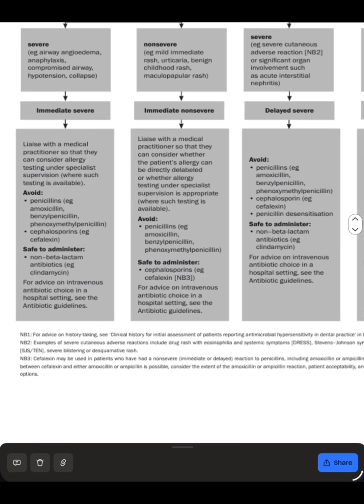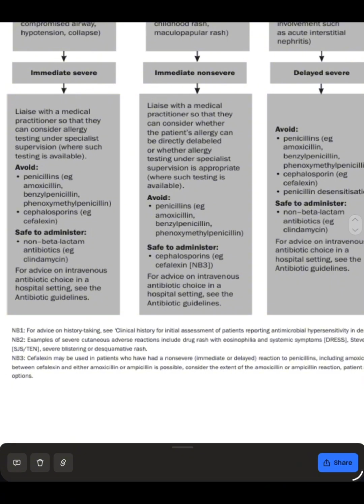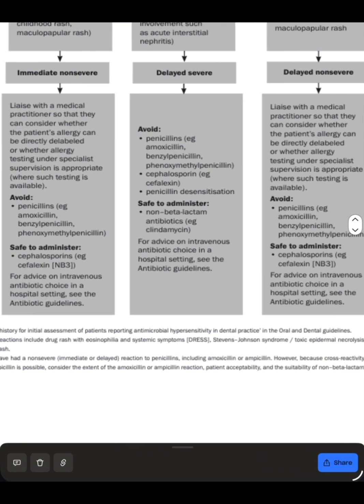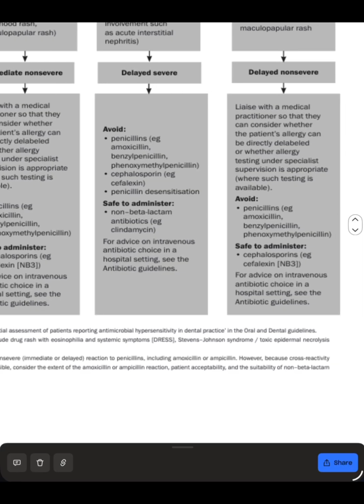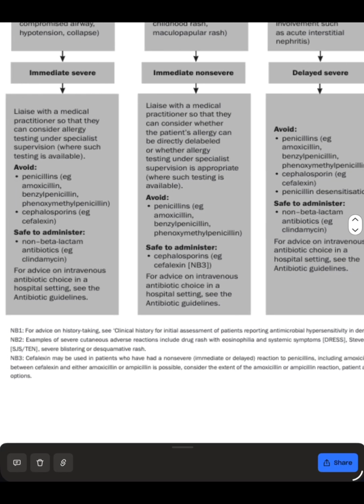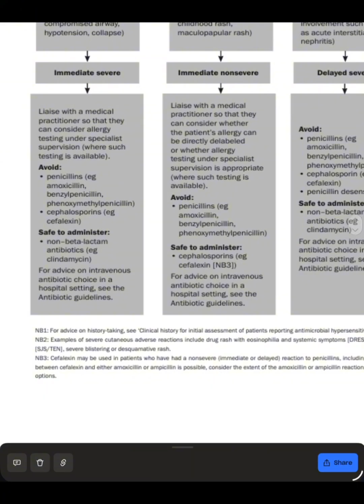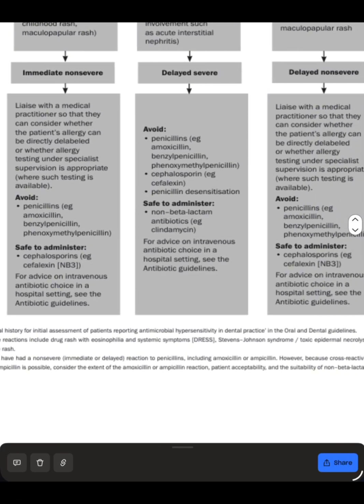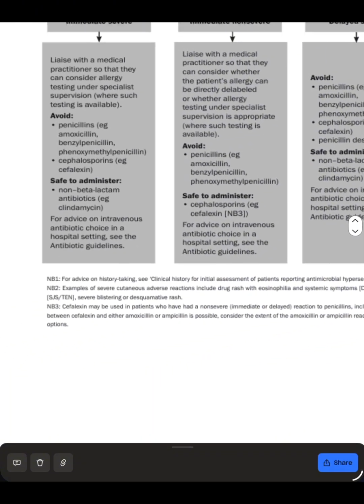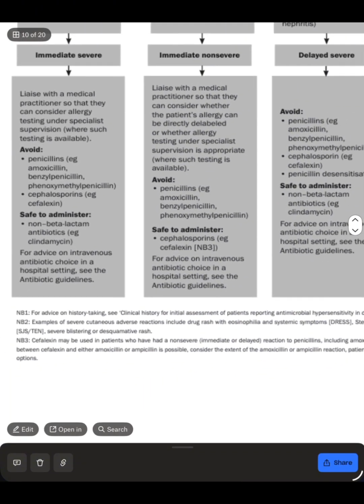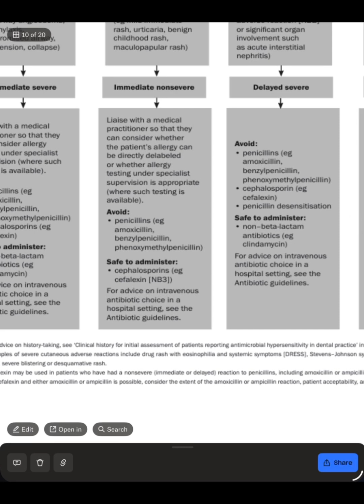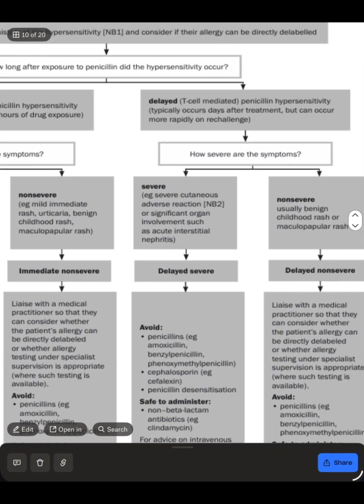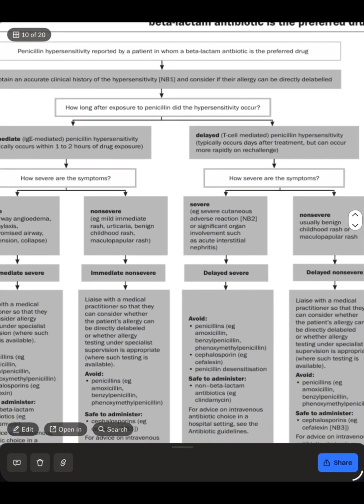Okay. Now, cephalexin can be used in patients who have had a non-severe immediate or delayed reactions to penicillin, including amoxicillin or ampicillin. However, because cross-reactivity between cephalexin and either amoxicillin or ampicillin is possible, consider the extent of the amoxicillin or ampicillin reaction, patient acceptability, and the suitability of non-beta-lactam options. For advice on intravenous antibiotic choice in a hospital setting, see the antibiotic guideline. Okay. So that was the immediate, severe, and non-severe.